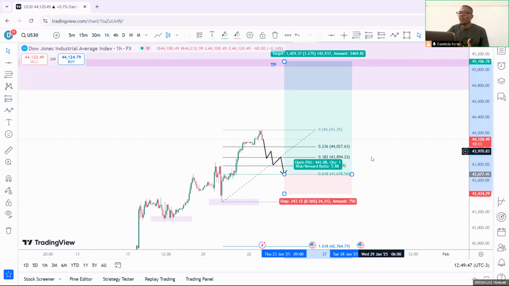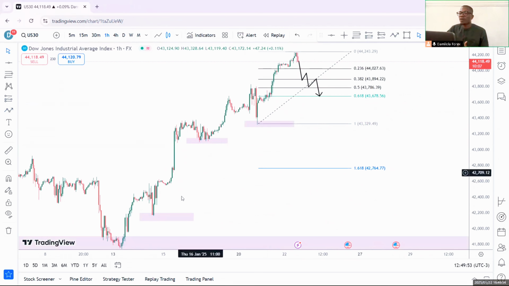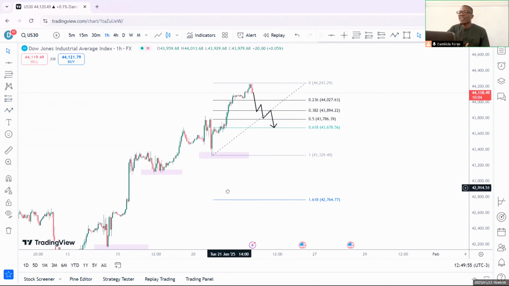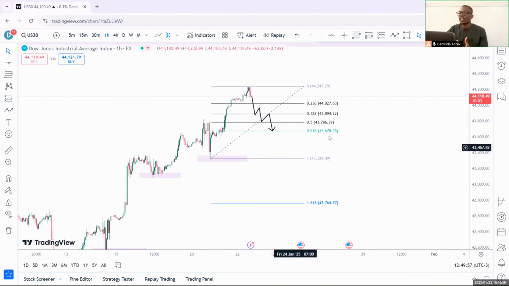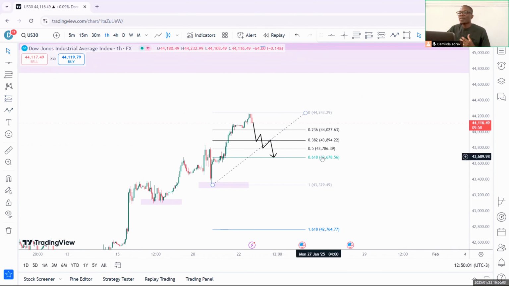Okay, so in fact, one of the beautiful things about this system is that it allows you multiple entries. You could have bought here, you could have bought here, you could have bought here, just riding in the direction of the trend. Remember that the trend is your friend. So you can tap into an opportunity and just buy in the direction of the trend.